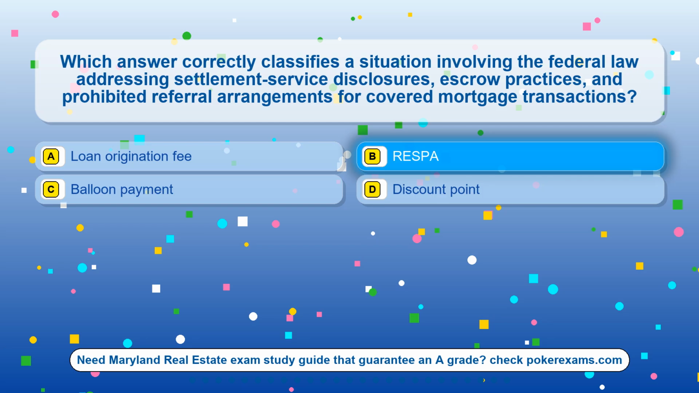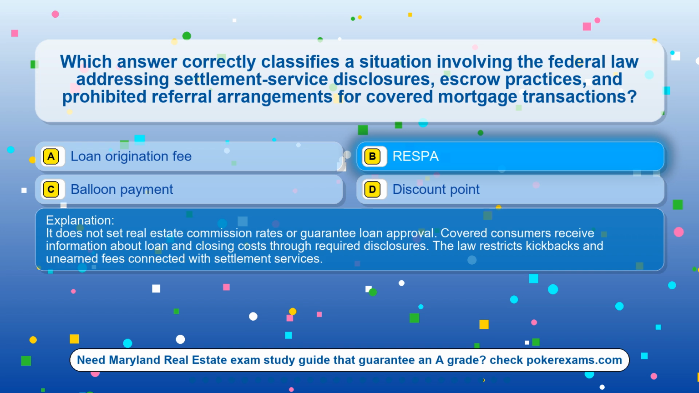The correct answer is option B, RESPA. It does not set real estate commission rates or guarantee loan approval. Covered consumers receive information about loan and closing costs through required disclosures. The law restricts kickbacks and unearned fees connected with settlement services.